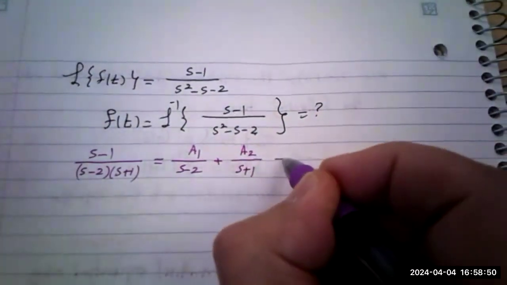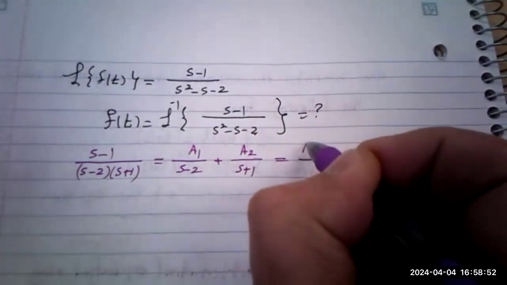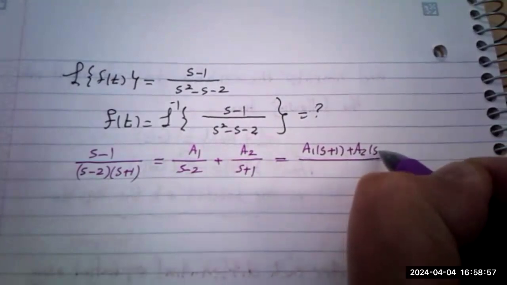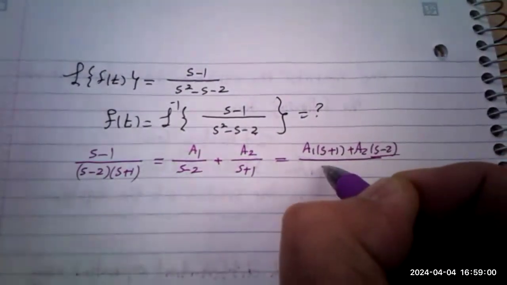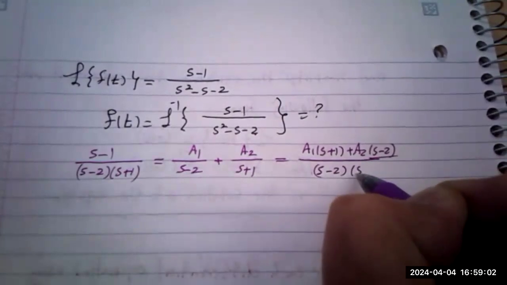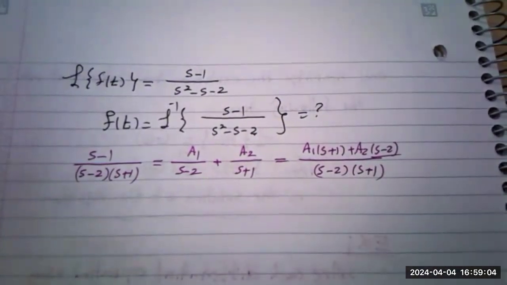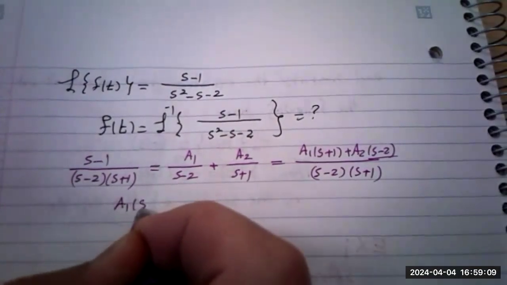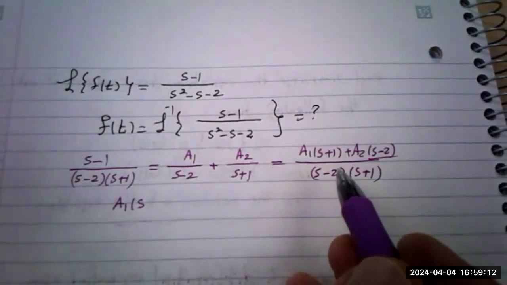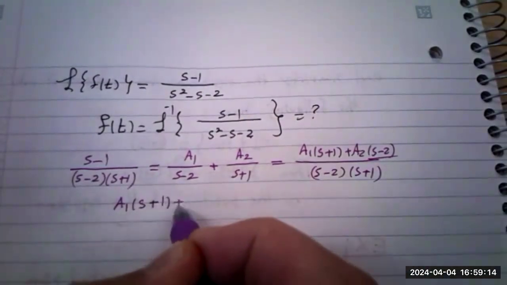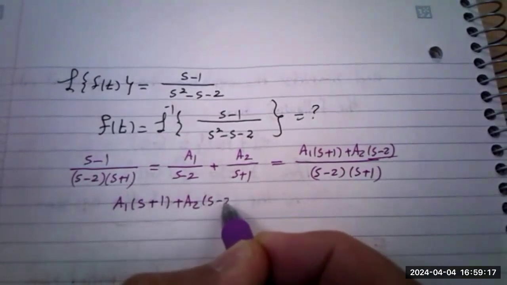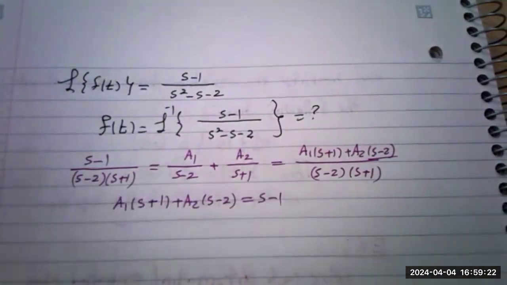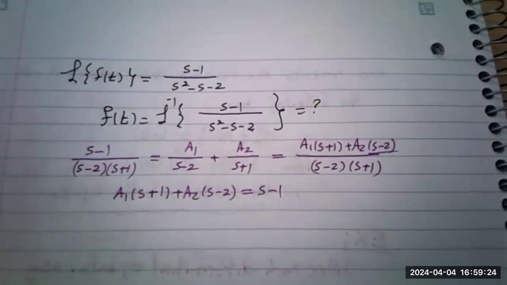Continue as usual. It's going to be equal to the top. It's a1 times s plus 1 plus a2 times s minus 2, denominator as is. Again, carefully let the tops be equal to each other. So it's going to be a1 times s plus 1 plus a2 times s minus 2, and this is equal to the s minus 1. The tops to be equal to each other, both sides.